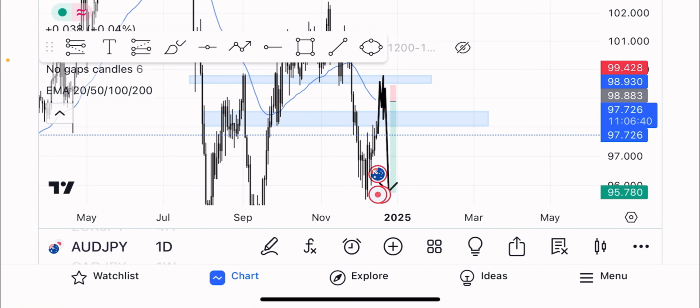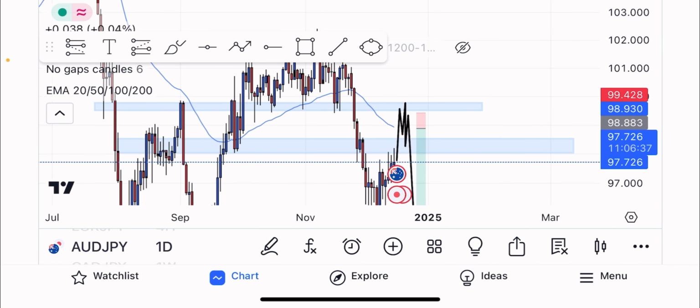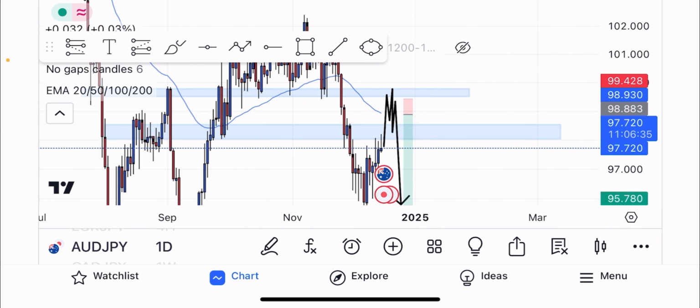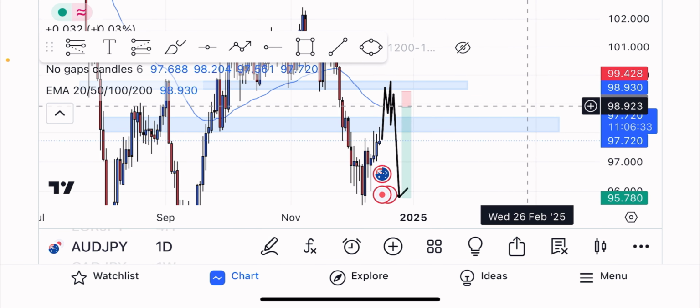So that's it. And if you look at our daily time frame, it looks solid and beautiful, and that is going to be a very great trade that we're going to take this week.